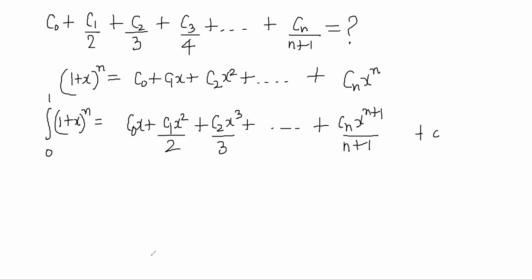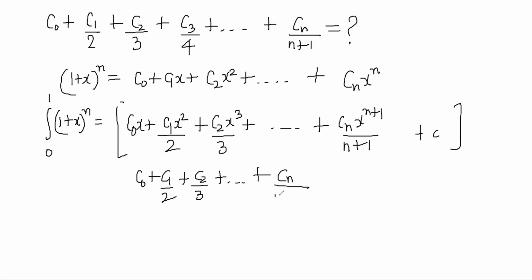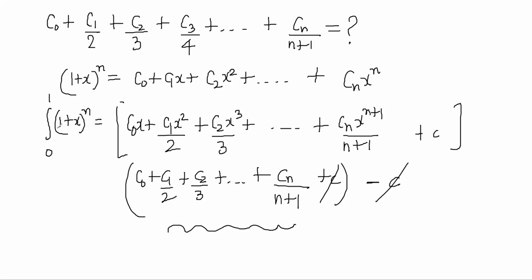So that when you put the value of 1 or 0 here, when you put 1, it will become c0 plus c1 by 2 plus c2 by 3, which is the series that you wanted, right? And plus c, and when you put 0, all of it disappears and minus c comes, which cancels. So it is an integration from 0 to 1 of this.